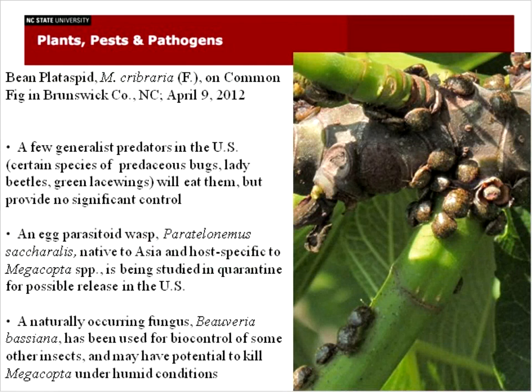This is another photograph. This is from Brunswick County. They are on common fig. Now, there are no natural enemies of the bean plataspid here in the United States, but a few of our generalist predators, such as certain species of predaceous bugs, some predaceous stink bugs, for example, certain species of lady beetles, and certain green lacewings will feed on the nymphs. But none of these native predators provide any real significant control.